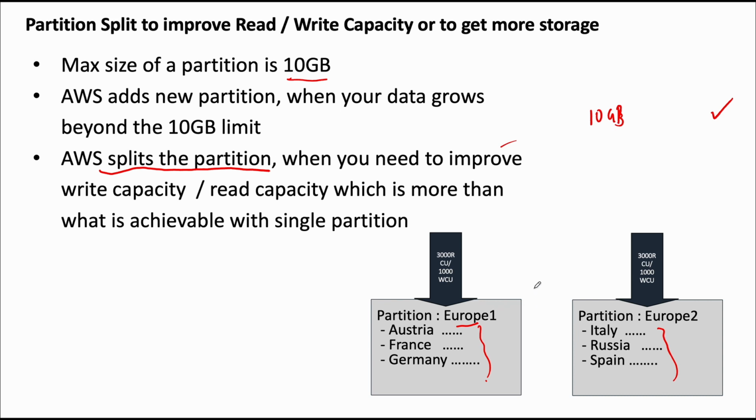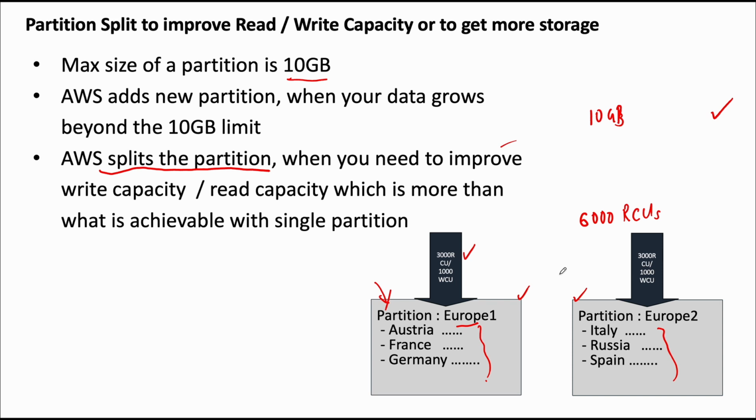And AWS does it automatically, and it has its own internal mechanism to identify that if you have to list all the countries in Europe, it needs to go through both the partitions, not just one single partition. So the advantage here is that you have a maximum 3000 RCU for each partition. So automatically it has increased the capacity to 6000 RCUs here. And this is done automatically by AWS behind the scenes.